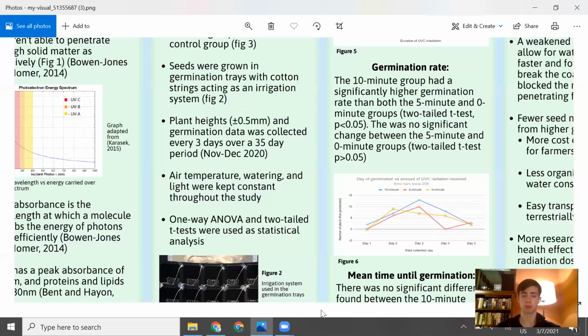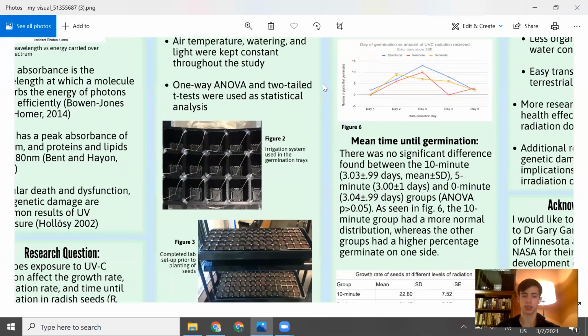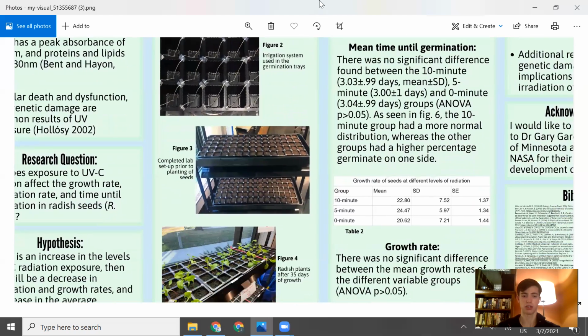Plant height, plus or minus 0.5 millimeters, and germination data were collected every 3 days over a 35-day period from November to December of 2020. Air temperature, watering, and light were kept constant throughout the study, and we used ANOVA as well as 2-tailed t-tests as statistical analysis of the data to find significance where P was less than 0.05. Figure 4 shows the radishes, in specific the high radiation radishes, after 35 days of growth in the included growth period.